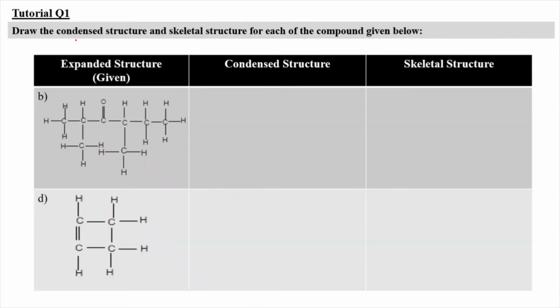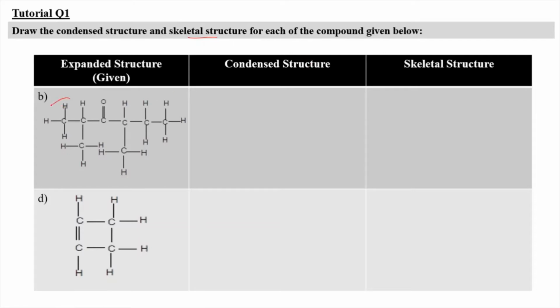So for tutorial question 1, we have to draw the condensed structure and the skeletal structure for each of the compounds given below. The expanded structures are given here. From the expanded structure, we have to make the condensed structure and also the skeletal structure. I will do that in terms of a table.